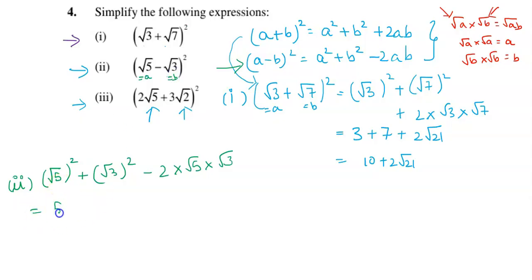Root 5 square will give me 5. Root 3 square will give me 3. Minus 2, root 5 into root 3 is root 15. So 5 plus 3 is what, students? 8. 8 minus 2 root 15. You cannot add this because here you have square root. You will only add like terms. I had already explained, students.